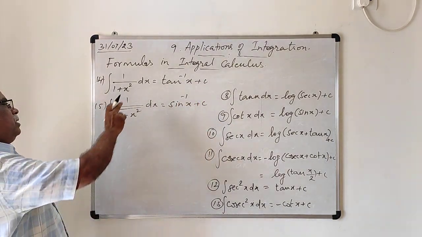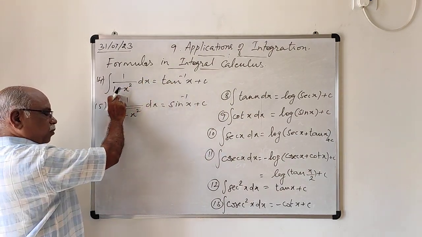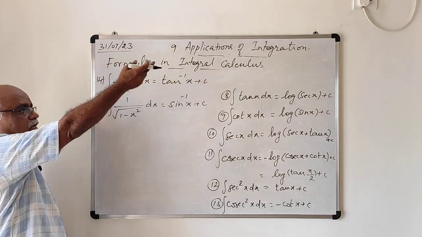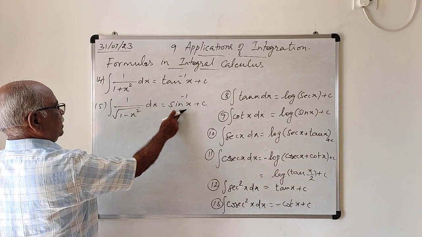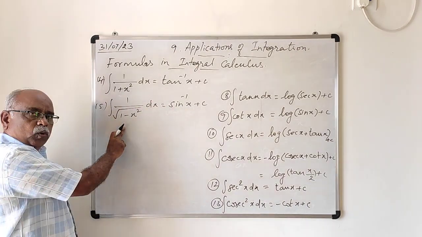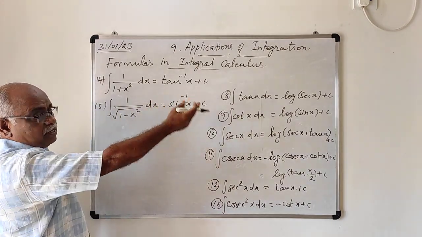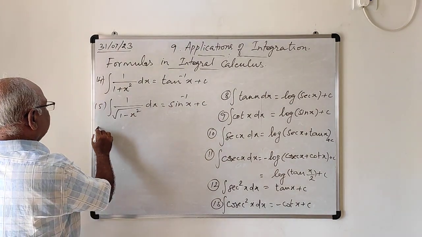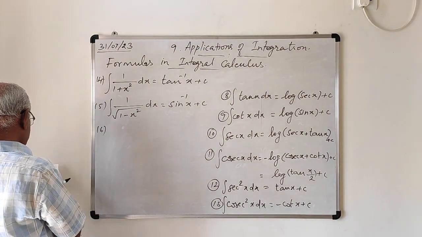Integral 1 by 1 plus x square is tan inverse x. Tan inverse x derivative is 1 by 1 plus x square. Therefore, integral of 1 by 1 plus x square is tan inverse x. Sin inverse x derivative is 1 by root of 1 minus x square, you know. Therefore, integral of 1 by root of 1 minus x square is sin inverse x. Okay?